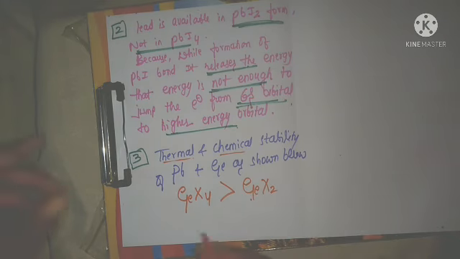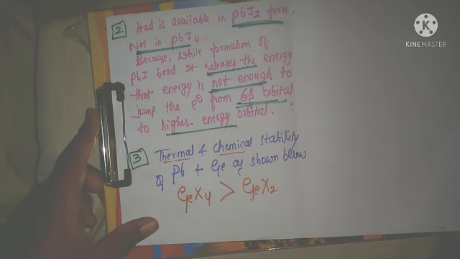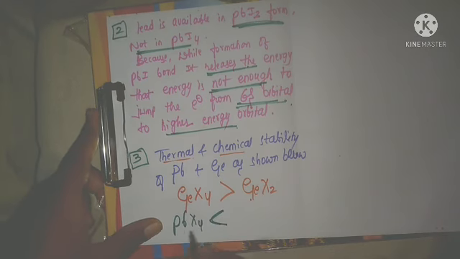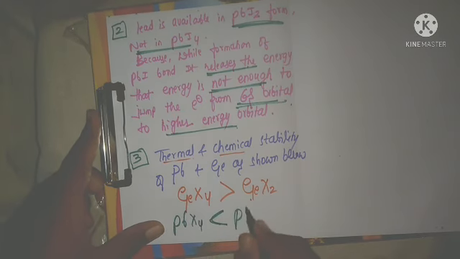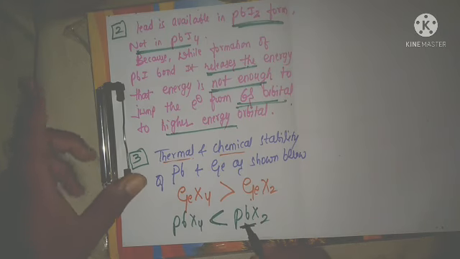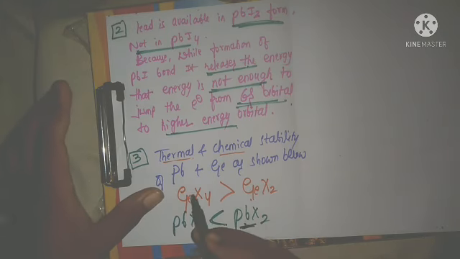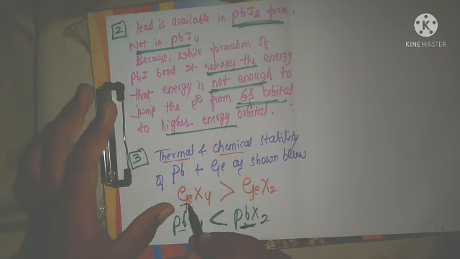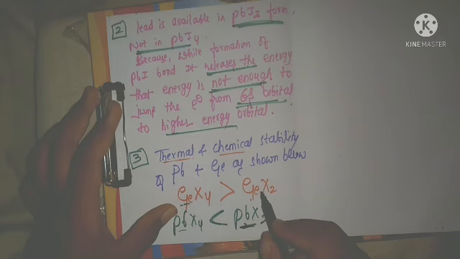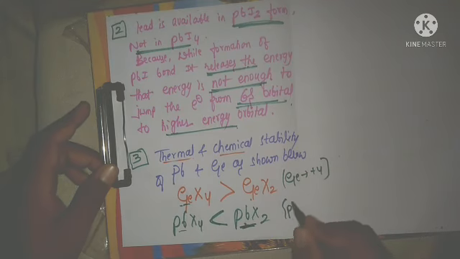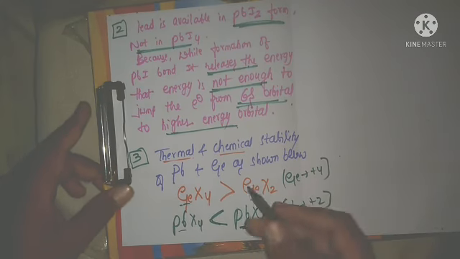Now what about lead? Lead, when present in the tetrahalide form, is less stable than in the dihalide state. This means the +2 oxidation state of lead is more stable than the +4 oxidation state of lead, whereas for germanium, the +4 oxidation state is more stable than the +2 oxidation state. So germanium is more stable in +4 oxidation state, and lead is more stable in +2 oxidation state. This is the meaning.